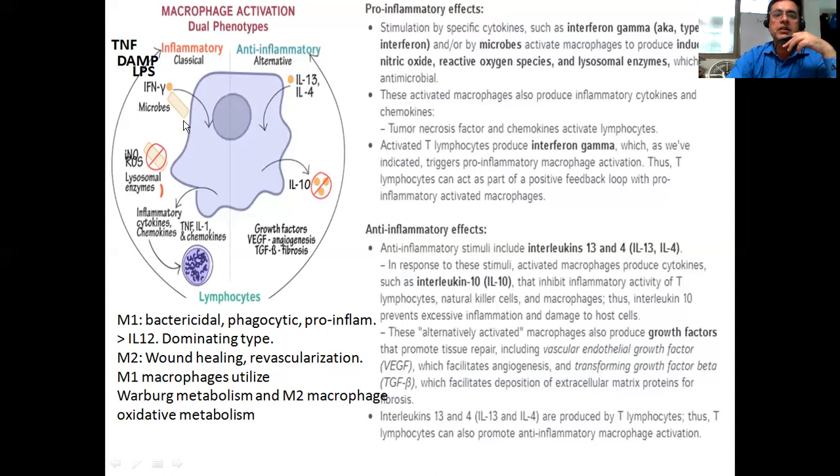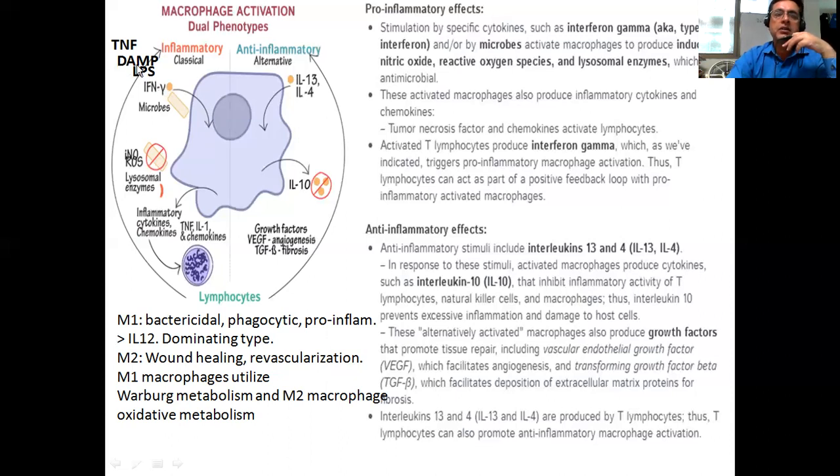For instance, LPS, lipopolysaccharide, which is common to the wall membranes of several different types of microbes. All the microbes having LPS, this is a PAMP, LPS is a PAMP, pathogen associated molecular pattern. So all the microbes which would have this LPS would be recognized the same way, and they would activate this macrophage in a classical manner or the inflammatory way.